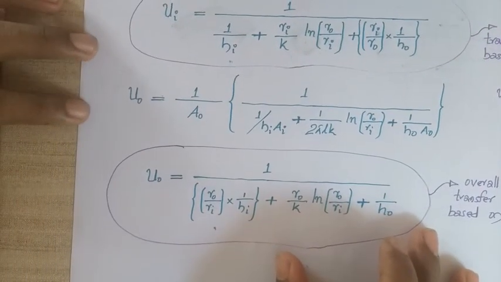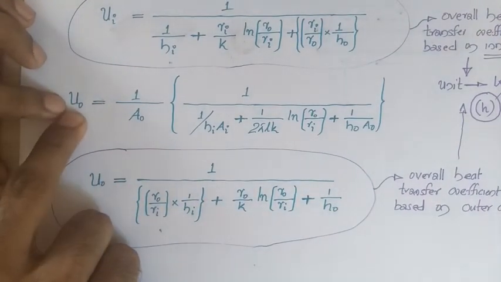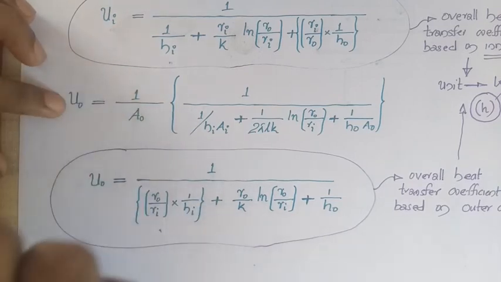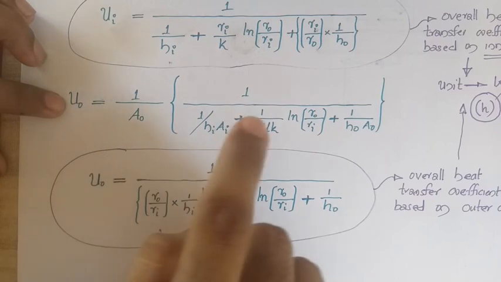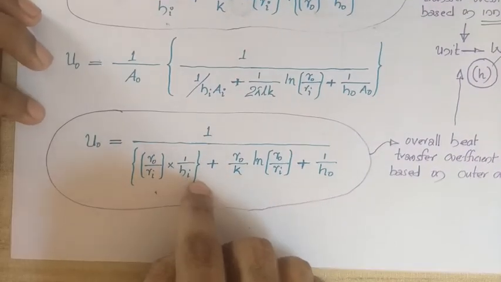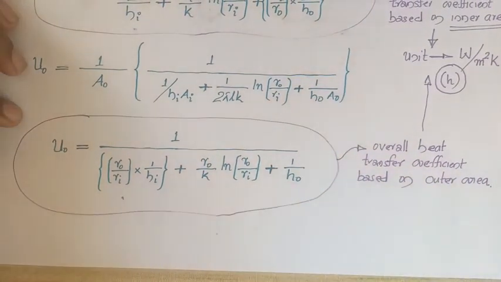Similarly, you can find the expression for the heat transfer coefficient based on the outer area also, which we will be calling Uo. You can find it based on the same expression by equating the actual delta T by total R thermal equal to Uo Ao delta T. Then you will be getting this expression. This is the overall heat transfer coefficient based on the outer area.